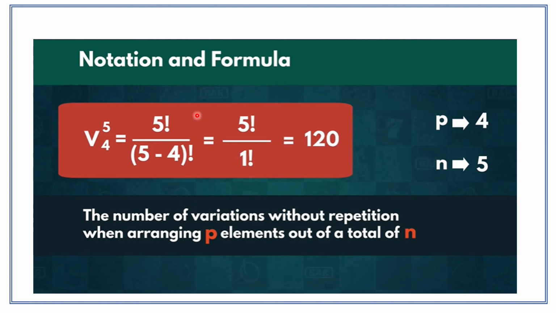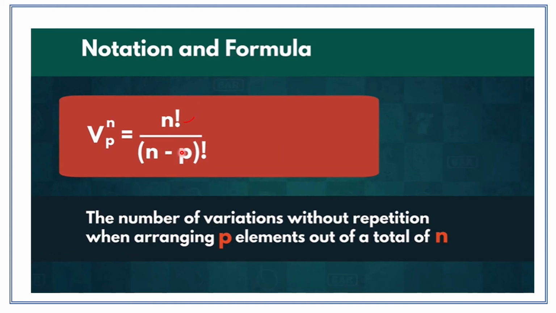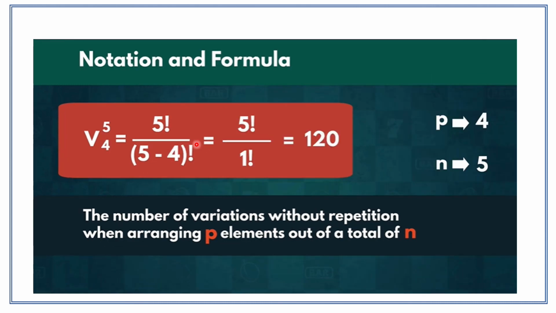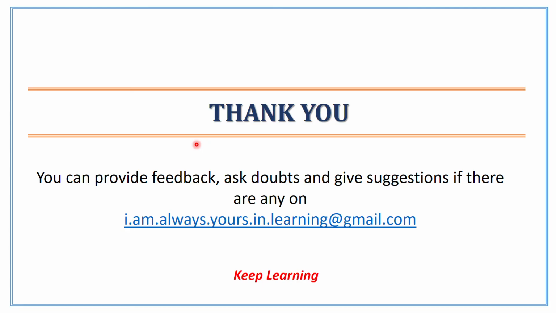We are doing nothing but just subtracting p, because repetition is not allowed again. Simply to say, it is without repetition. That's why we are subtracting p from n in the denominator, and this is how variations without repetition is calculated. So I hope it is clear to you.